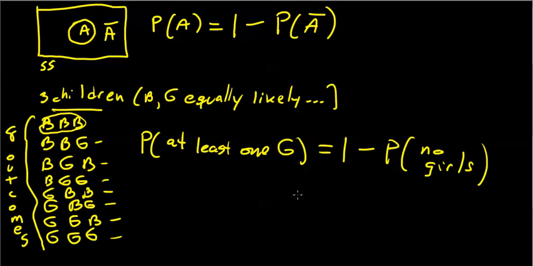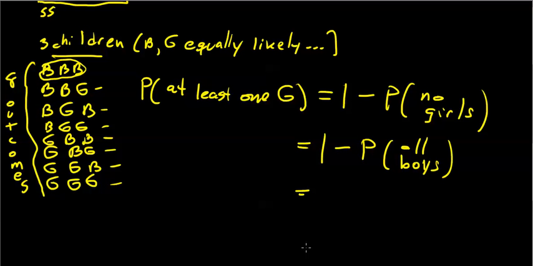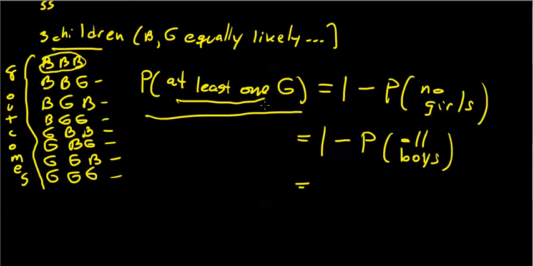And of course, there's only 2 outcomes in any one slot. If you got no girls, that means you got all boys. So we can easily use our rule of complements here to solve problems of this type. We're looking for at least one. In this particular case, it's going to be 1 minus the probability of all boys. Only one of these outcomes has all boys, so 1 minus 1/8 is, of course, 7/8.